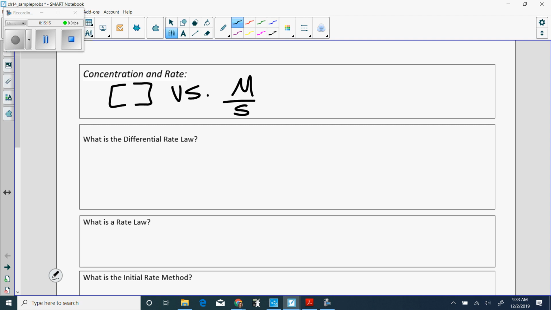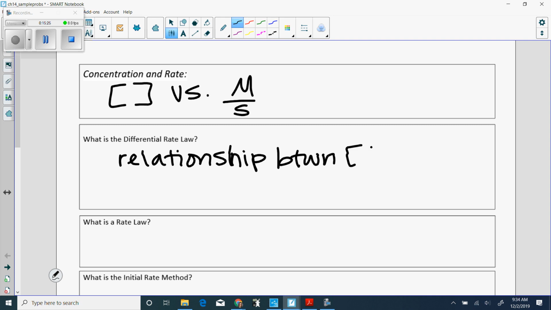The differential rate law is the relationship between the concentration and the rate. We need molarity per second. We'll also do something called the integrated rate law, which is a little different.